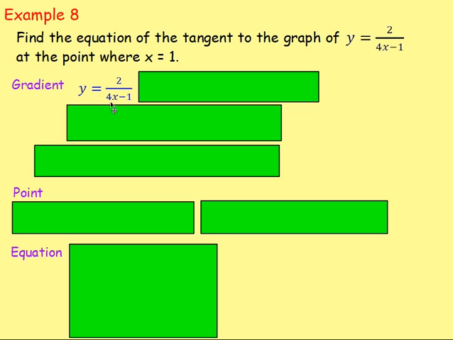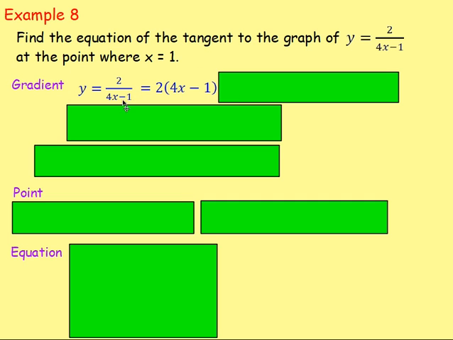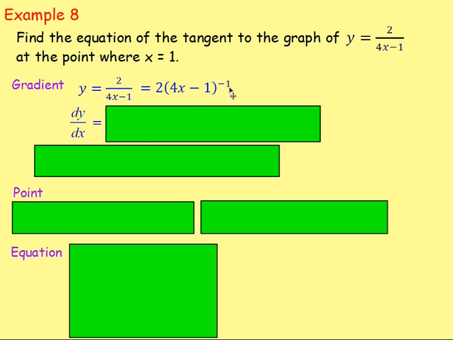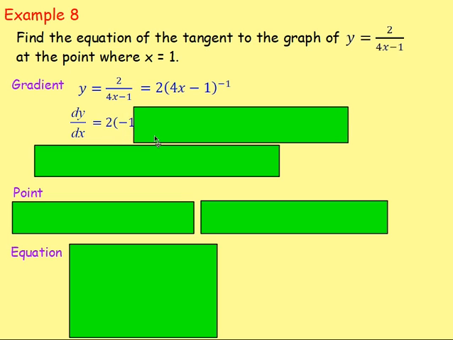We can move the 4x take away 1 from the bottom of the fraction up to the top. So put brackets around that, and it would become 2 times the 4x take away 1 to the power of, well, if you put brackets around that, it's to the power of 1. If you move it up to the top line, it would be to the power of negative 1. Well done, man. From there, differentiating then, well, just use the chain rule, as we have done in the other examples. So dy by dx would equal, bring the power down, so 2 times the negative 1.